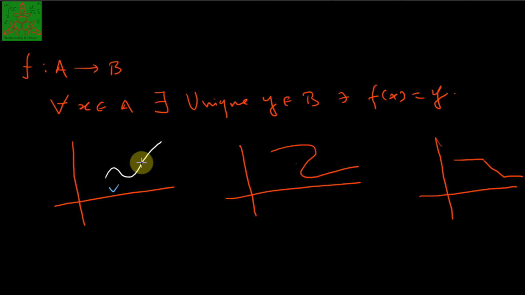one point. But when you plot a vertical line for this one, it will intersect at 3 points here. So it is more than 1 point. That's why this is not a graph of a function. This is also a graph of a function.